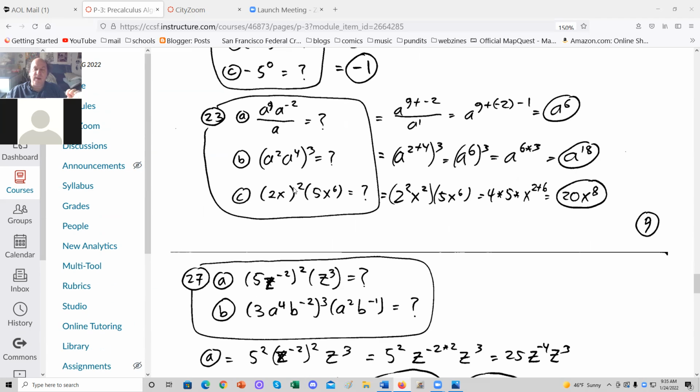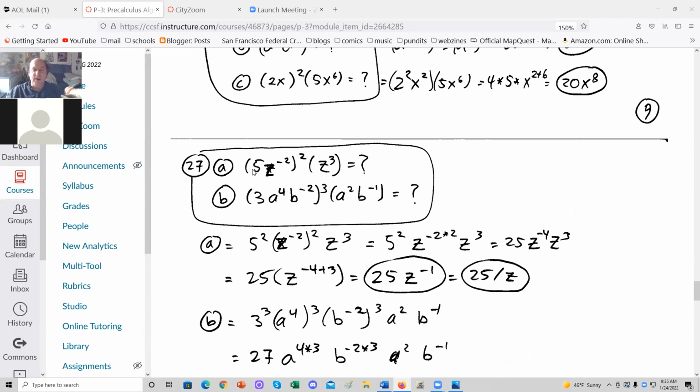This, 2x squared times 5x to the 6th, is what? Okay, first thing we do is we distribute the second power over these two factors. 2 squared x squared times 5x to the 6th. And now we just scramble things around. 2 squared times 5, that's 4 times 5. x squared times x to the 6th, we add the exponents, x to the power 2 plus 6. 4 times 5 is 20, 2 plus 6 is 8. And you get 20x to the 8th.